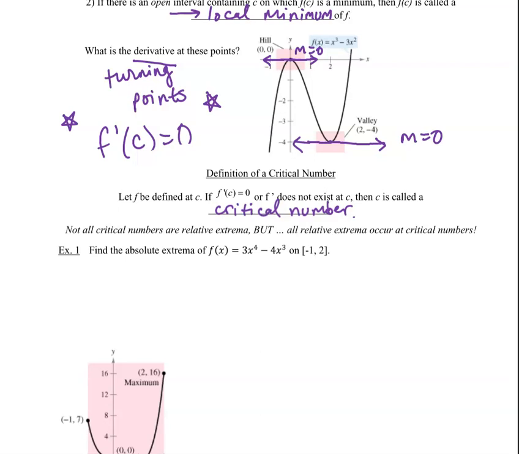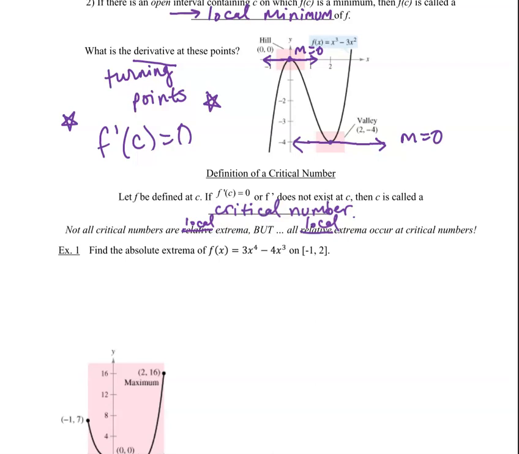It says not all critical numbers are relative extrema. So not all critical numbers will give you this peak or this valley in the graph. But if you do have a relative extrema, it has to occur at a critical number. And I just noticed I already messed up. I used the term relative. This should say local, so I'll change that in your notes. By the time you've got this, it should say local. But remember, I use those words interchangeably. We'll talk more about local extrema later on.